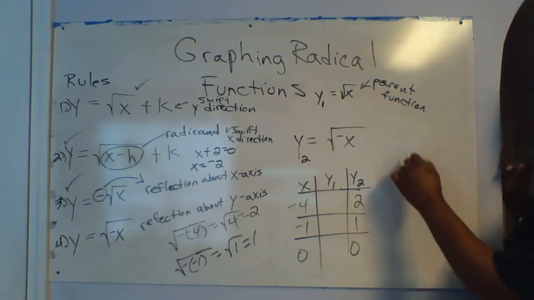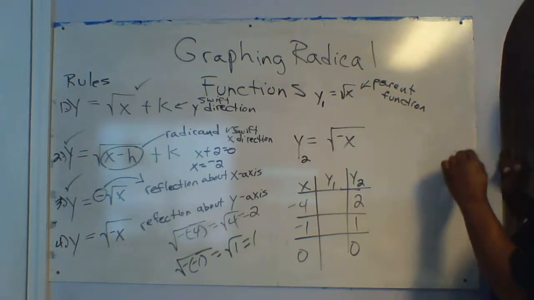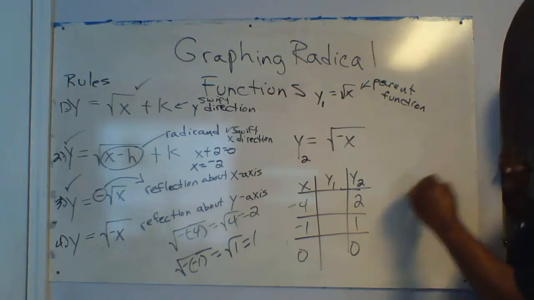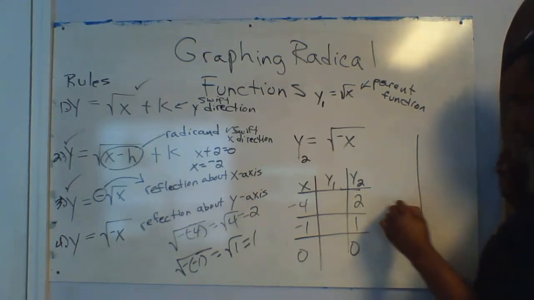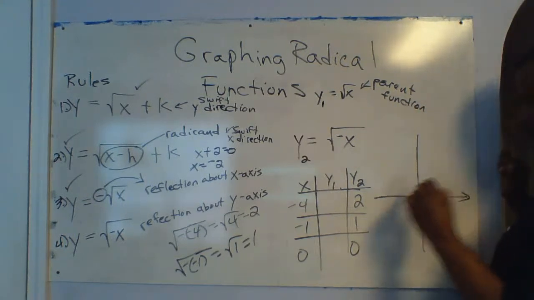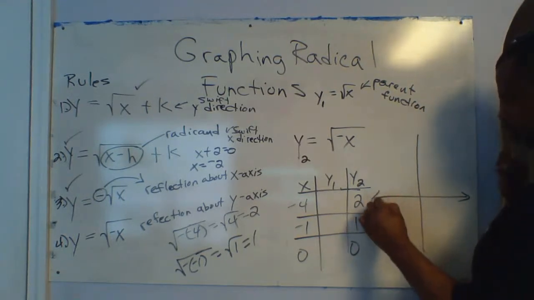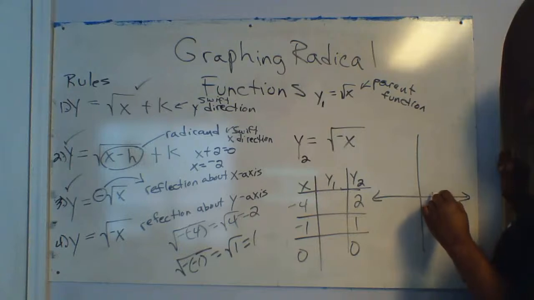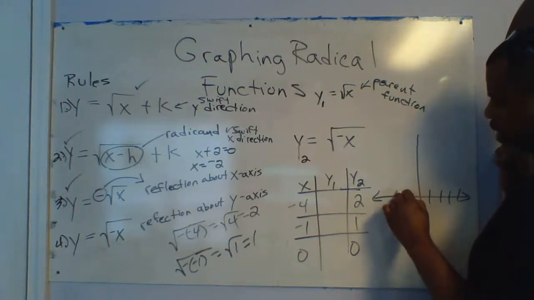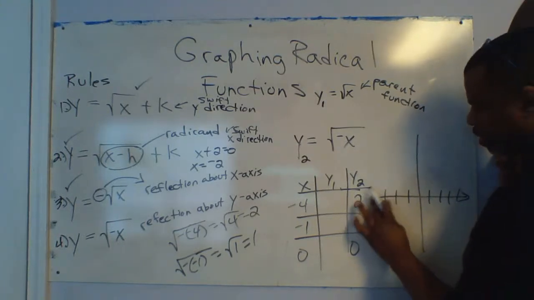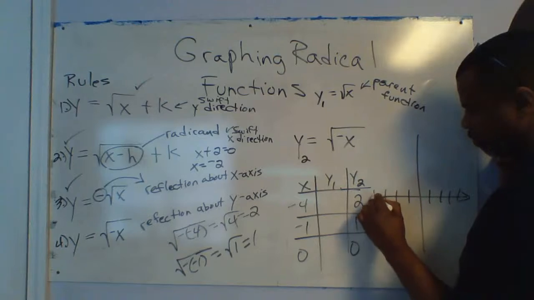So now we're going to graph it. I'll try to make it fit the board. That's going to be 1, 2, 3, 4, negative 1, negative 2, negative 3, and negative 4.